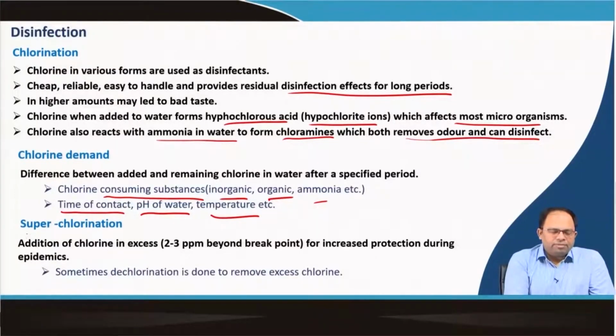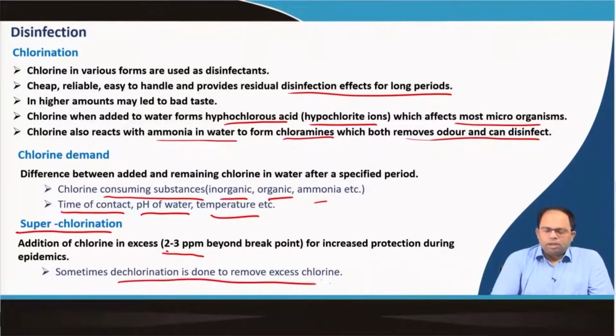But usually, when we have certain kinds of pandemics or epidemics around, that means there is a chance of more contamination. In that case, we add a little bit more chlorine than usual. This process is known as super chlorination, and we add 2 to 3 ppm beyond the breakpoint of chlorine. And sometimes dechlorination is also done to remove excess chlorine from water.